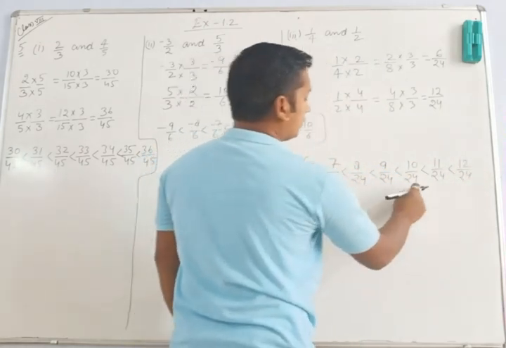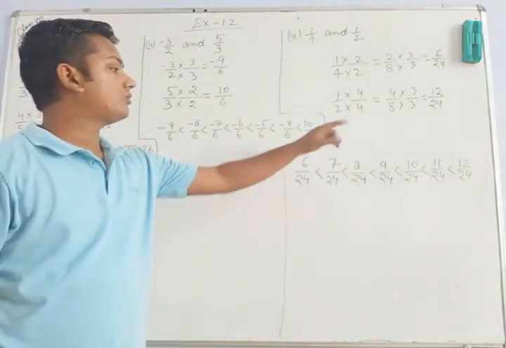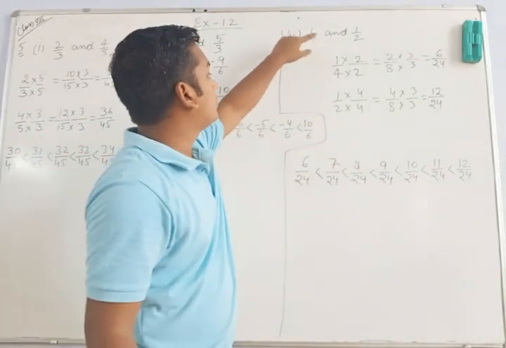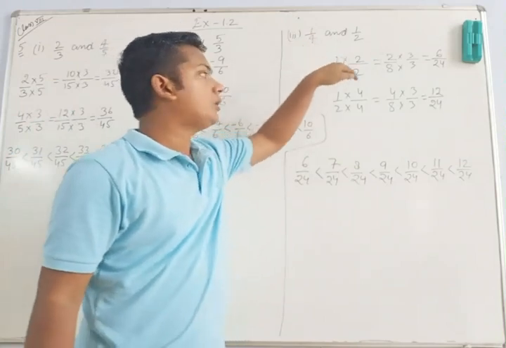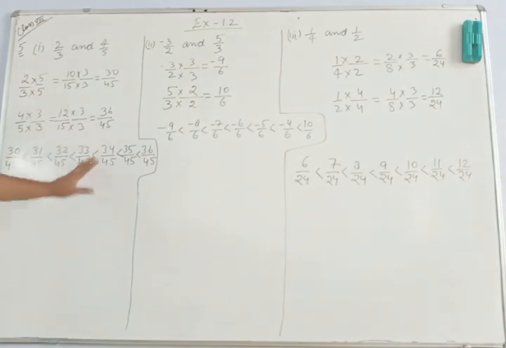1, 2, 3, 4, 5. So how many rational numbers have I got? 5 rational numbers in between 6 upon 24 and 12 upon 24, that is between 1 upon 4 and 1 upon 2. All these are the same values. So in this manner I will be finding the rational numbers between any two numbers.